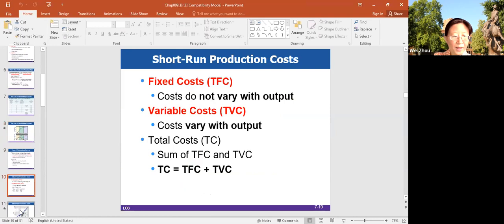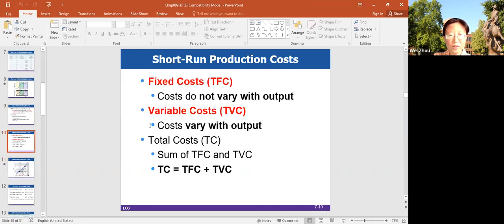Okay, and then we introduce the total cost. We said it depends on whether this cost is going to change along with how many breads you're going to make. We have fixed costs and variable costs. Usually your rental or insurance premium is not going to change no matter how many breads you make, so that is a fixed cost. But how much flour and sugar you're going to need to hire depends on how many breads you're going to make. So the cost is going to change along with the output.